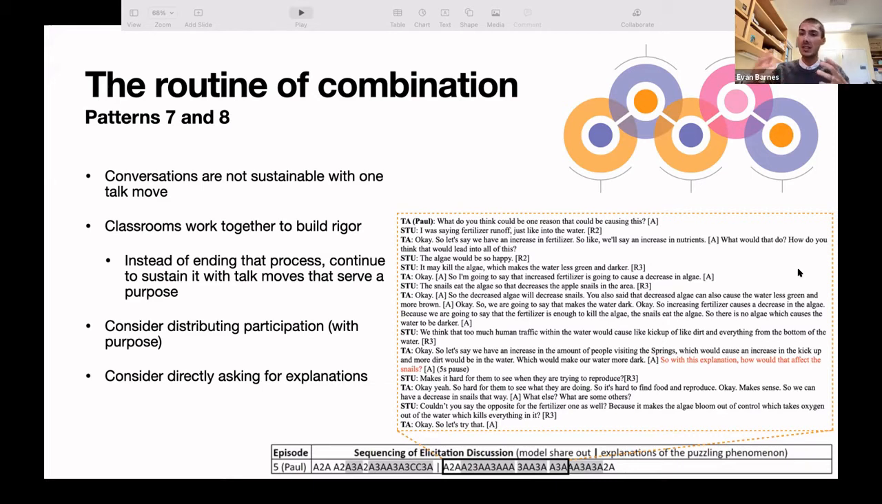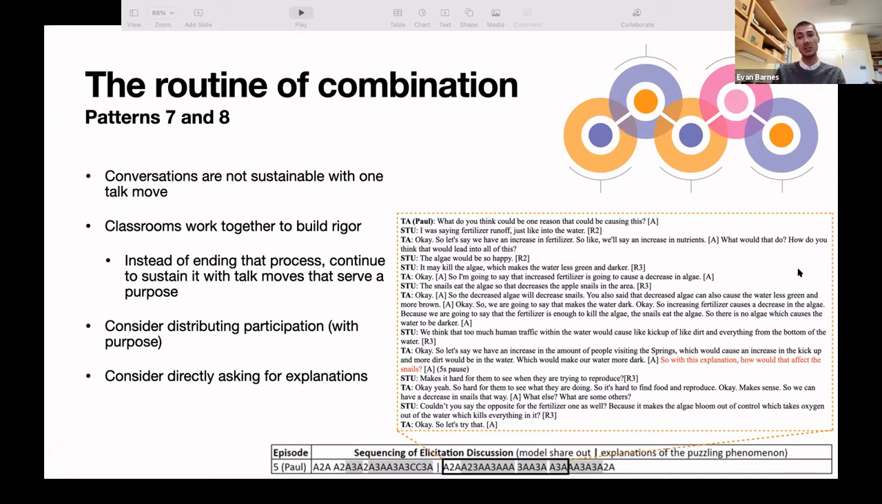So how do we as TAs support and keep that rigor alive? Because classrooms work together to build that rigor. And so instead of ending that process, we need to sustain it. Well, how do we do that? We found that the most effective ways of doing this amongst the TAs that we looked at were using combinations of ambitious talk moves, often distributing participation with a specific purpose of building onto ideas that other students have already brought up. And this really helps maintain the rigor as opposed to just closing out an idea and moving on. Now, there's a time to do that, of course, but we found that using varieties of talk moves, specifically at the ambitious level, really helped maintain highly rigorous conversation amongst students.